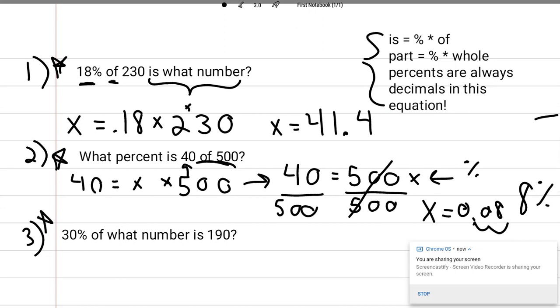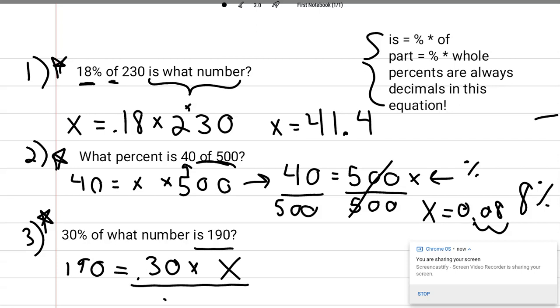Let's look at this last one right over here. 30% of what number is 190? Well, here's my is right there. 190 equals percent 0.30 of what number? That's what I need to find. So again, just like the equation above, we're going to divide both sides by that 0.30 now. So when we plug this in the calculator, you have to do 190 divided by 0.30.